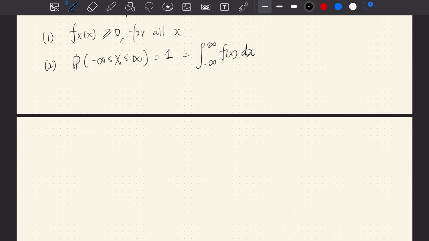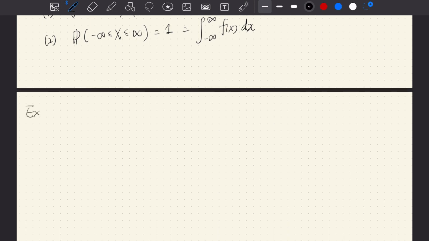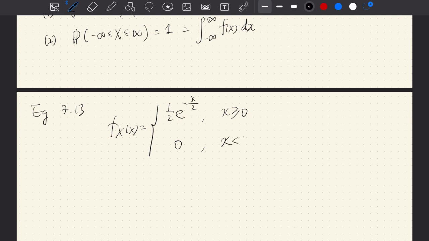So now let's look at an example. Let's look at example 7.13. Suppose that the random variable for the waiting time, measured in minutes, for a queue of customers is denoted as X, and we provide the probability density for X, which is written as f_X(x) equals 1/2 e^(-x/2) when x is greater or equal to 0, and it is 0 when x is smaller than 0, okay?